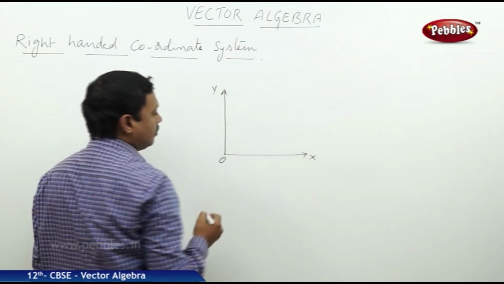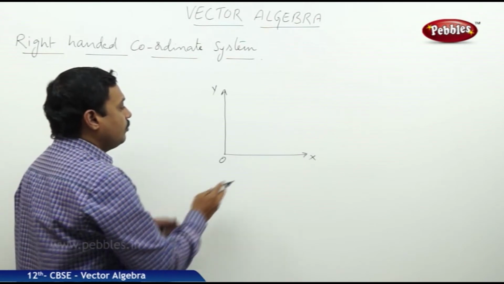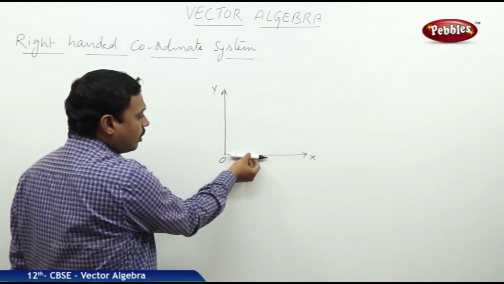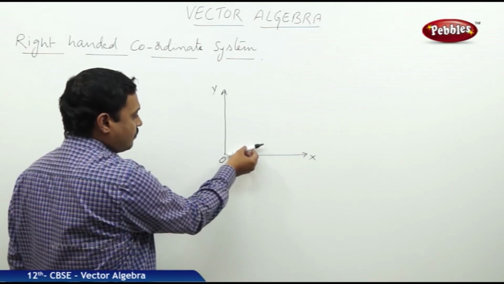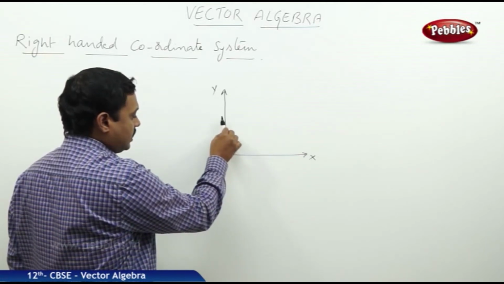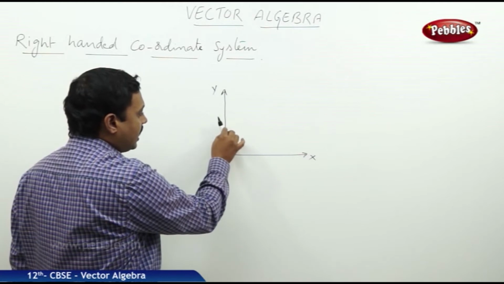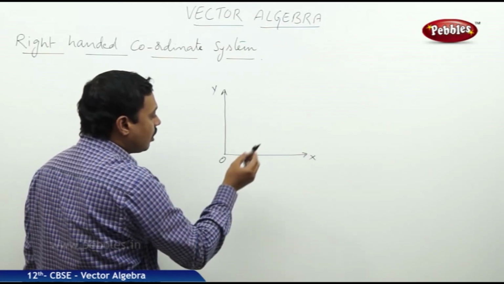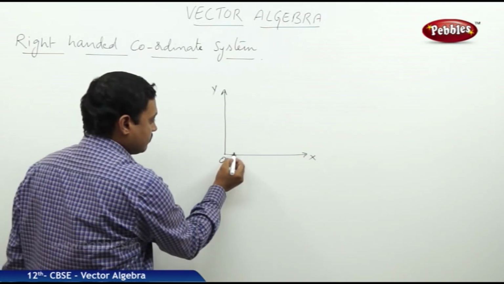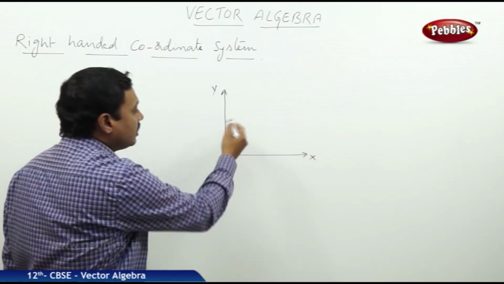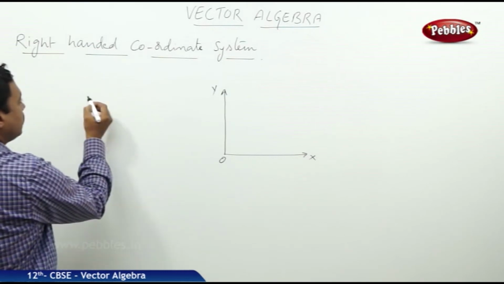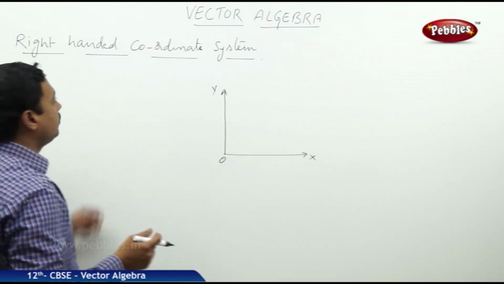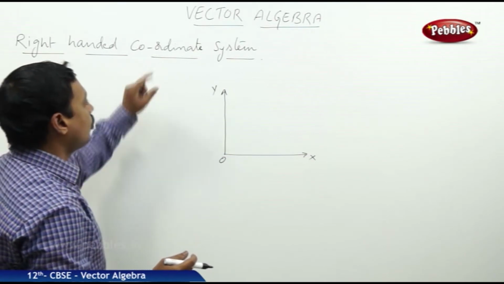So origin. Now, when we rotate some vector on the x-axis towards the y-axis like this, then there exists a direction towards, or in the direction of, the z-axis. Then all these vectors are said to be in a right-handed coordinate system.